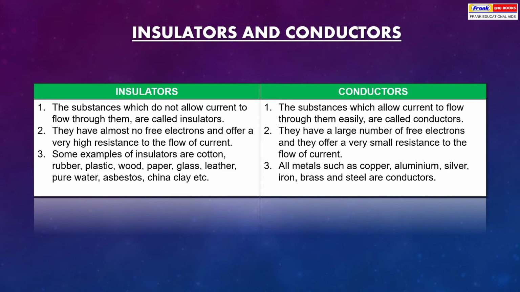And for example, some of the conductors can be copper, aluminium, silver, iron, brass, etc. They have a large number of free electrons and they offer a very small resistance to the flow of current. And now we are going to learn the concept of resistance in the later part of this chapter.